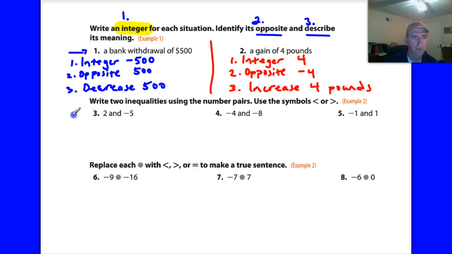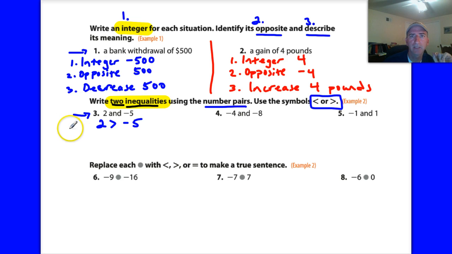Okay. Moving on, number 3 here in the notes, it says write 2 inequalities, 2 of them, not 1, using the number pairs. It didn't say write 1, it said write 2. Read your directions, right? That's words to live by. You have 2 and negative 5. Remember the symbols right here? Use those. If I have 2 and I have negative 5, ask yourself, which one's greater than? 2 is. 2 is greater than. So remember the alligator eats the 2 because the 2 is bigger, right? But what happens if I switch the order like this? Negative 5 is less than 2. So there you go. There's 2 inequalities for those 2 number pairs.